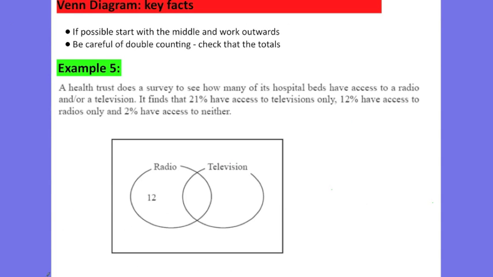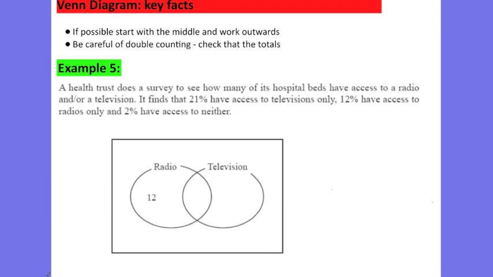Venn diagrams. Venn diagrams are a really important part of probability and often used to display the information. If possible, you need to start with the middle of the Venn diagram and work outwards. We will see that that's not always possible, but this is a good strategy to bear in mind when answering these questions. You need to be careful of double counting. Check that the totals add up. Really, really important.